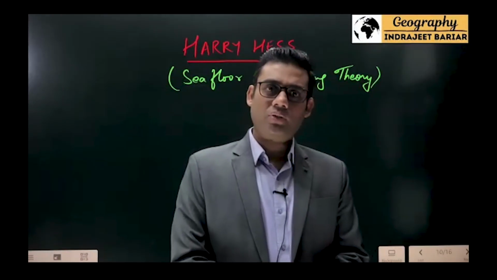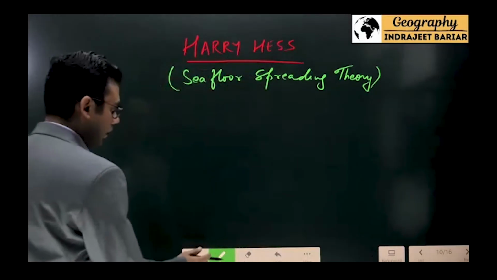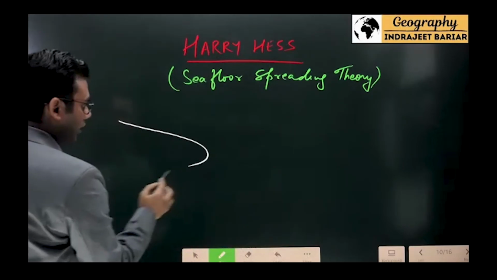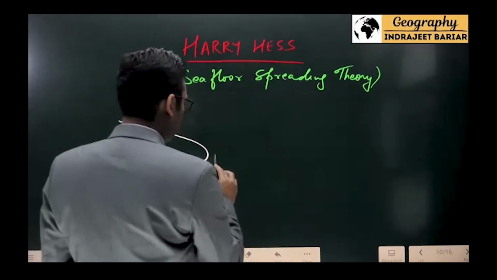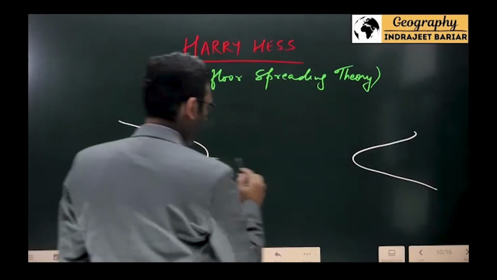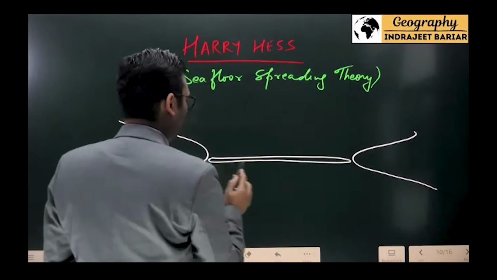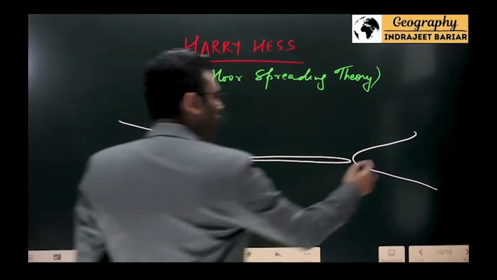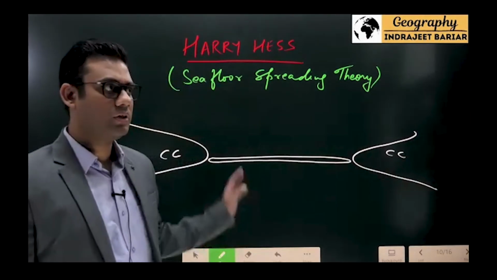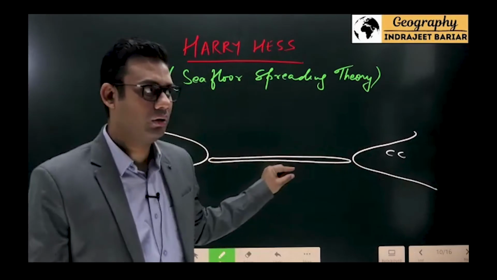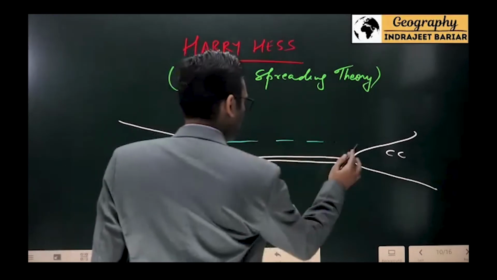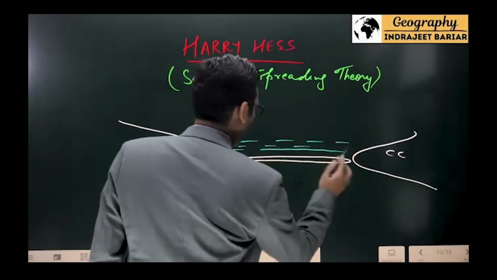Now, what was this seafloor spreading theory? The overall idea that Harry Hess proposed, if I want to understand it from the diagram: if I take this as continental crust, there is another continental crust over here, and I have oceanic crust over here. Continental crust is thick and oceanic crust is thin. We understand this, that's why in this diagram, thick, thin. Correct? So this is the ocean, and I have the oceanic crust.